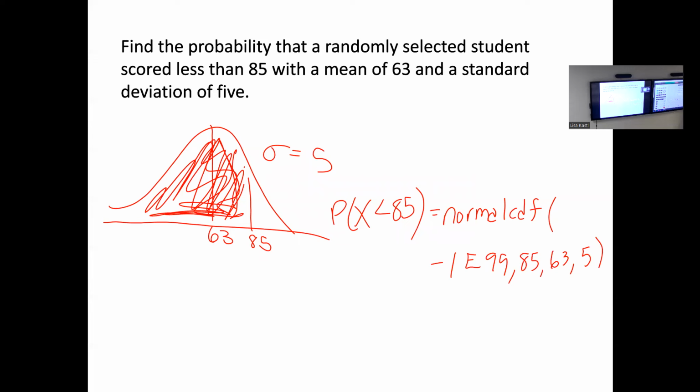It's 100%, basically. With that mean and that standard deviation, just about everybody scored below 85. And again, why is it almost 1? Because with that mean and that standard deviation being kind of large for this, practically everybody scored less than 85. Because the mean is kind of low, 63 is a little low. Standard deviation is 5, that seems a little high. So you are going to have most everyone score less than 85.